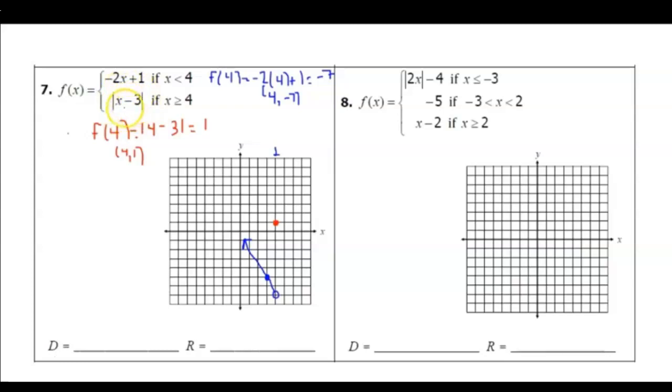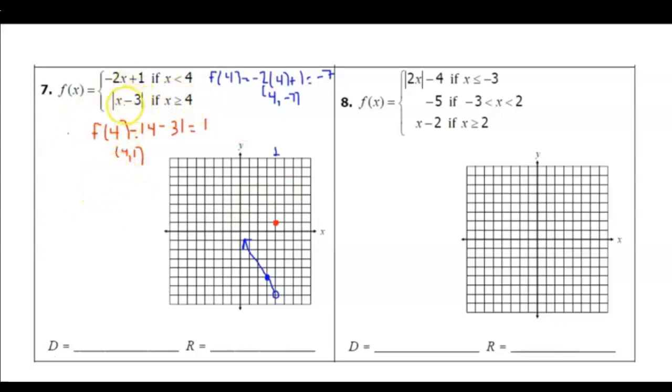But if we look at the vertex for this graph, set the inside equal to 0 and solve for x, we get x equals 3, which means that the vertex of this graph is less than 4, which means it would not be included. So I'm not even going to have the left side of my V in my piecewise graph. I'm only going to have that right line of my V. So I only need to find one other point to draw my V, and I'm going to do a value that's greater than 4.